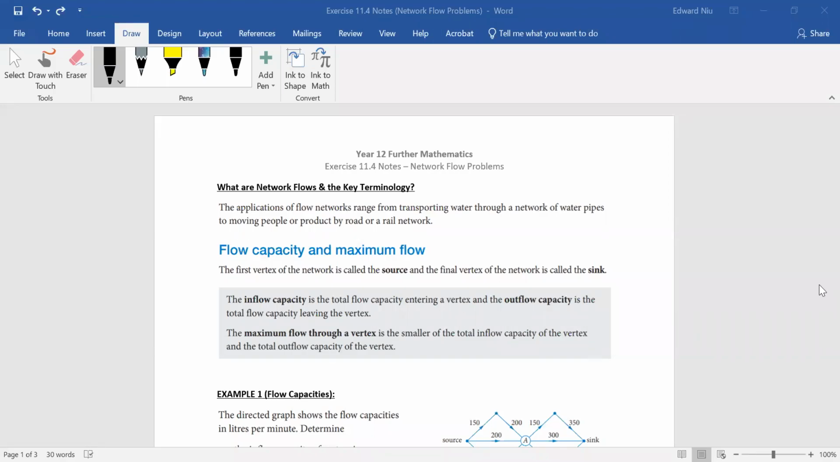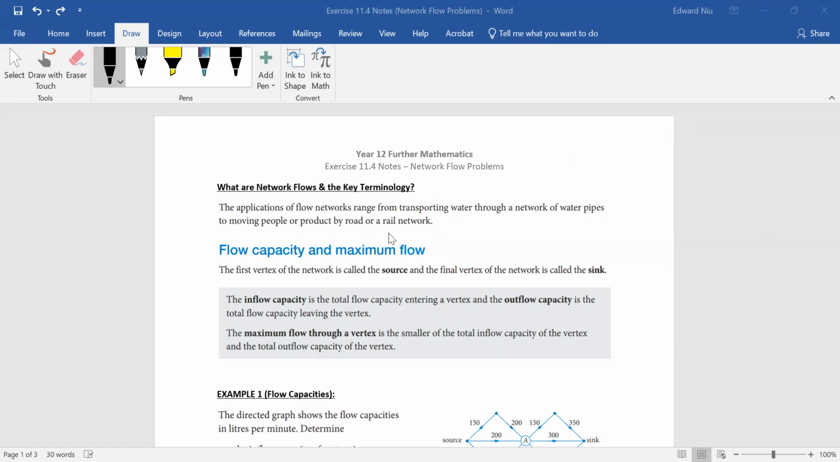Welcome to exercise 11.4, network flow problems, which is our second last topic or exercise of the year. So, what are network flows and the key terminology? When we talk about network flows, you've got to think about water going through water pipes, or moving people on a road or a railroad network.